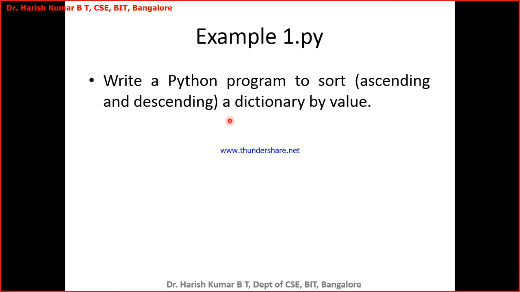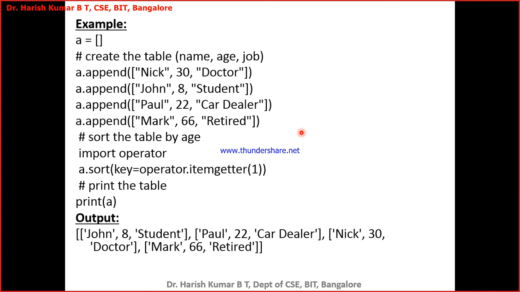And so I think we did this: write a Python program to sort, ascending and descending, a dictionary by value. So I want you to do this. I think yesterday we understood it till here, and I passed different indexes also in order to demonstrate. I've sorted them based on the name, based on the age, and based on the profession, or the designation, or the job.